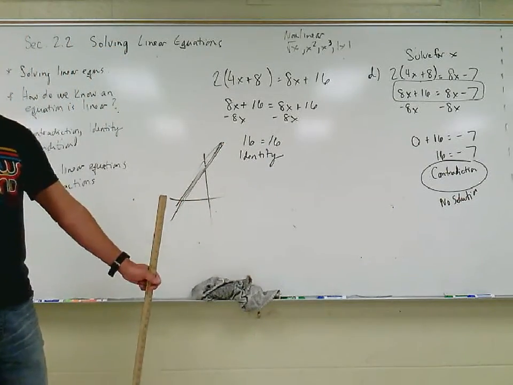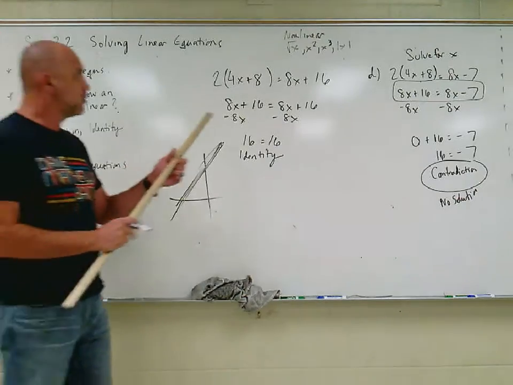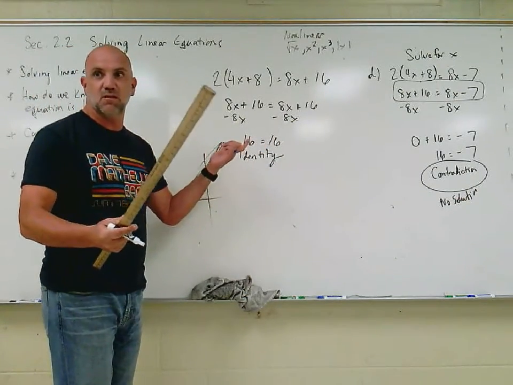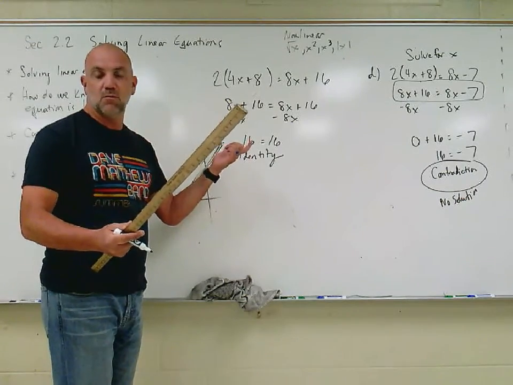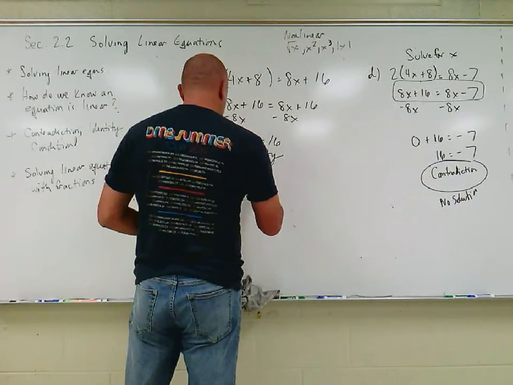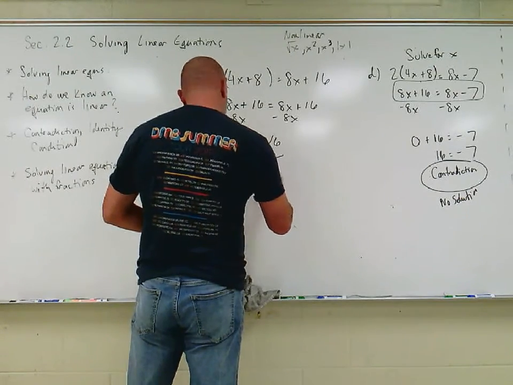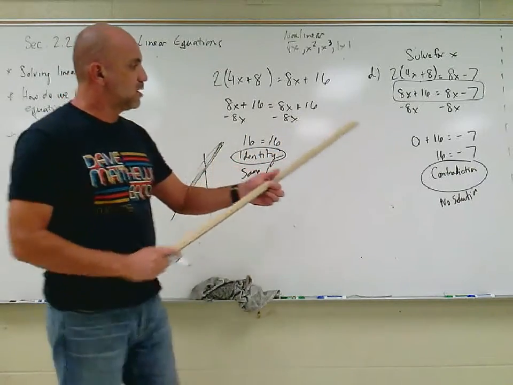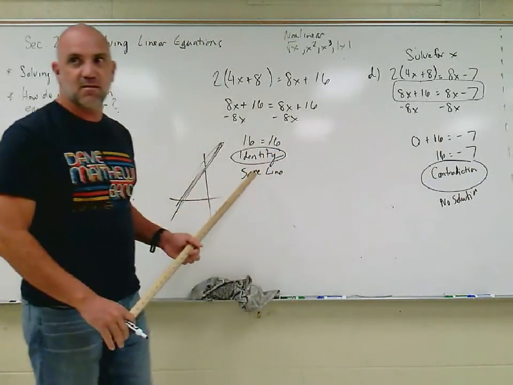So they're always true. So how will you know that? Well, you'll get something that's always true. 16 is always equal to 16. Nothing I can do. Okay? So it's called an identity. What does this mean? It's the same line. Okay? All right. So does everybody understand when we get a contradiction and when we get an identity?